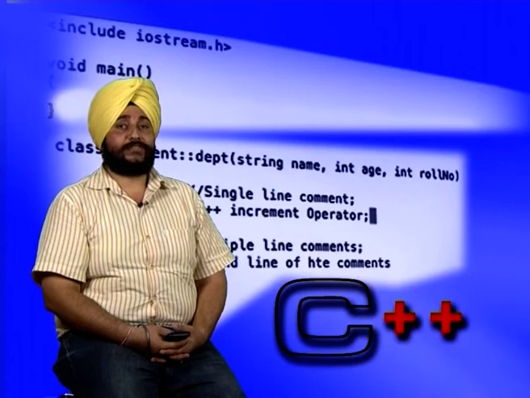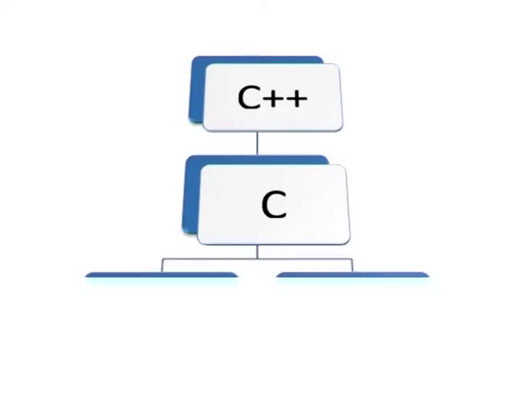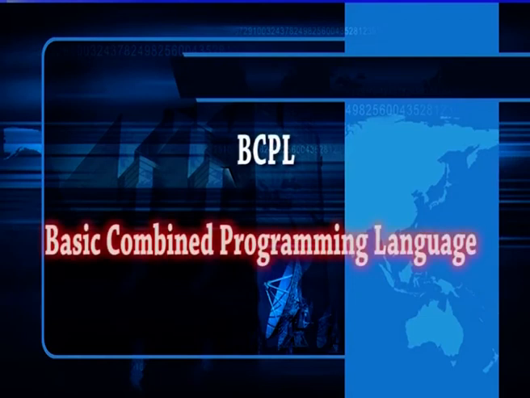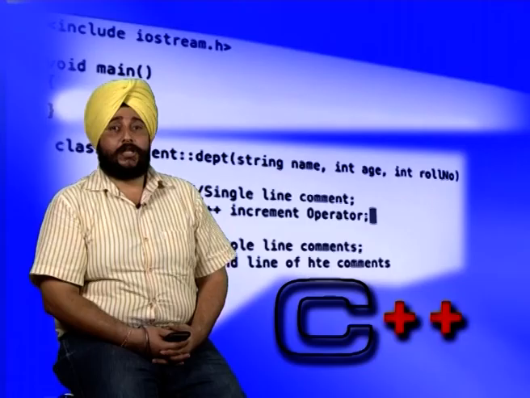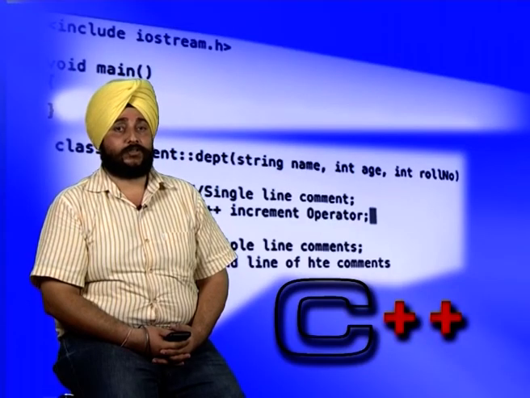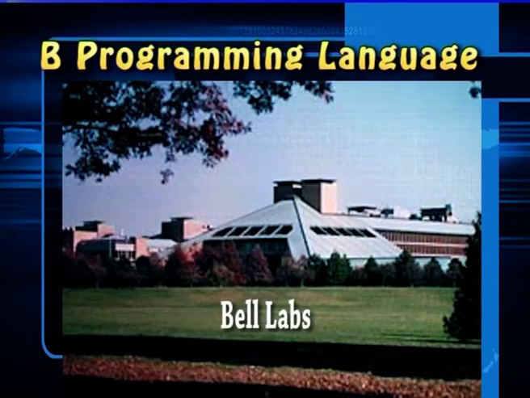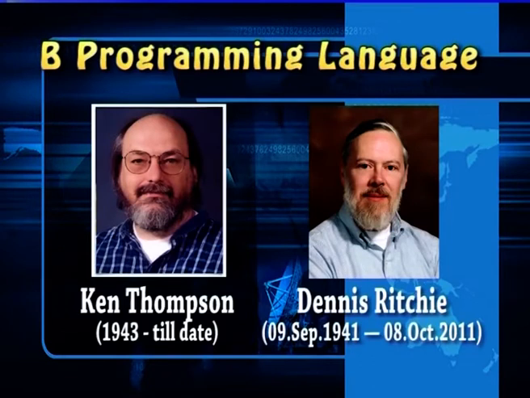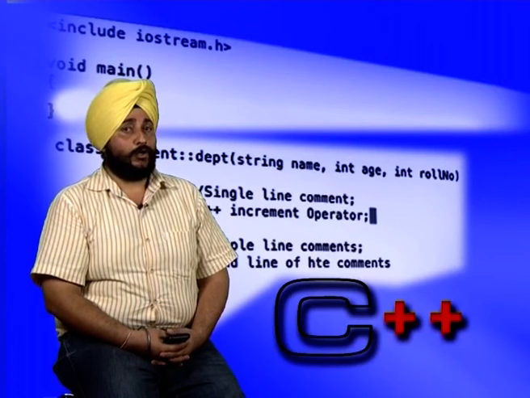Coming on to the evolution of C and C++, C++ evolved from C, which further evolved from two programming languages, BCPL and B. BCPL, or Basic Combined Programming Language, was developed by Martin Richards in 1967. It was developed for writing operating system software and compilers. The B programming language was developed at Bell Labs by Ken Thompson with contribution from Dennis Ritchie in 1969. B was used to create early versions of the Unix operating system.